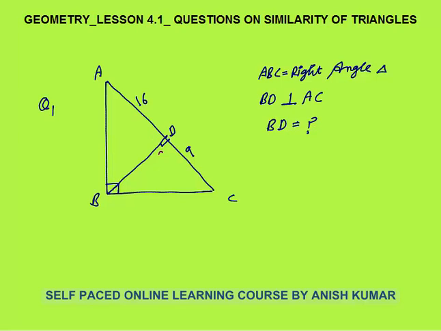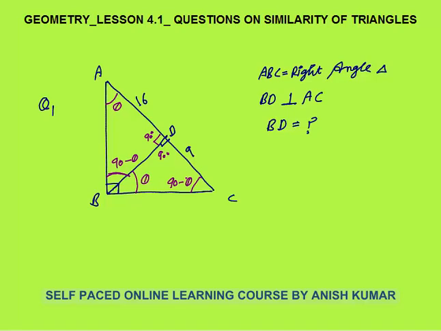This angle is 90 degree. This angle is also 90 degree. Let's say this angle is theta. So this angle is 90 minus theta. That complete B angle was 90. So this will be theta. So you can see that 90 minus theta plus theta, this complete angle will be 90. This is theta, this is 90. This is 90 minus theta.